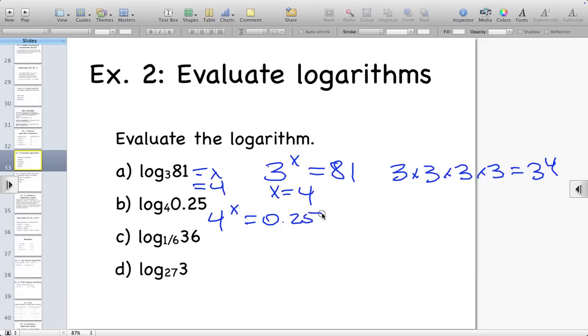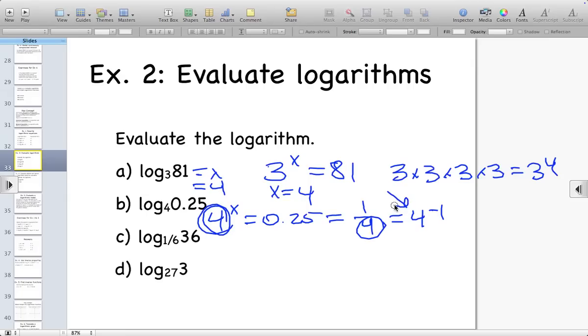Now for me, it helps if I remember that 25 hundredths is also the fraction 1/4. So if I have a 4 here in the denominator, and I know that I can rewrite that to 4 to the negative 1 because my base is 4, if I can rewrite that to something equivalent, that's going to help me get closer to what x needs to be.